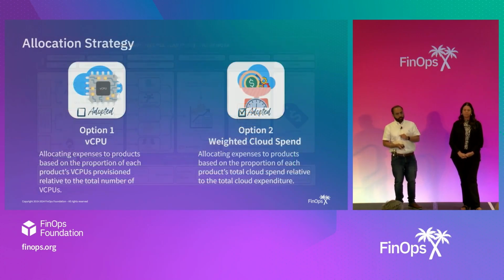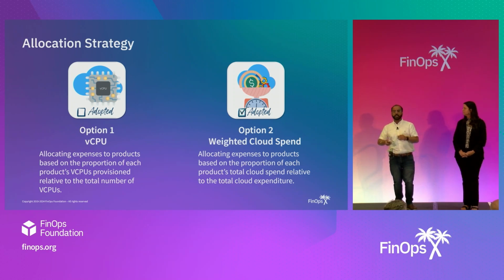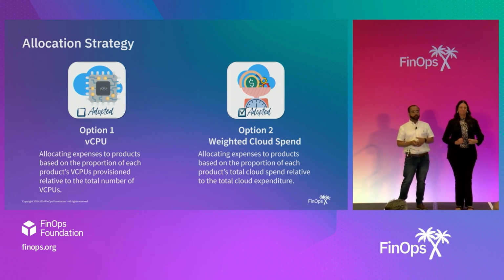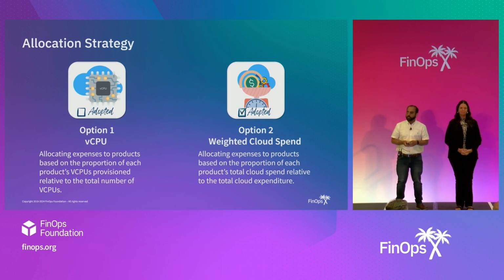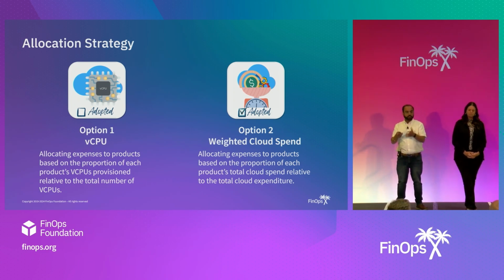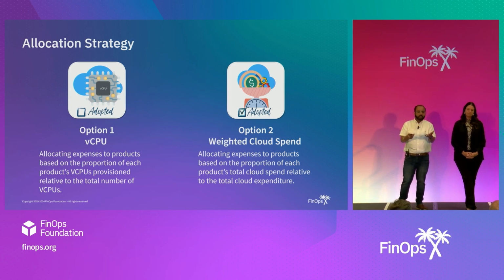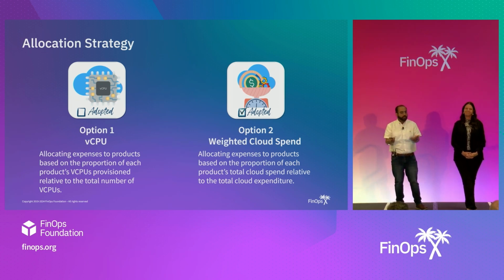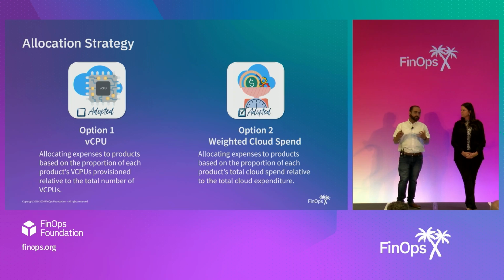So this is the whole framework. Now, I mentioned a couple of times allocation strategy, right? We have intentionally mentioned vCPU here because that was the original strategy we were using for allocating our spend, right? Because of the shared services, we didn't know which product is using what shared services or how we should allocate. We initially started looking at vCPU as a metric, and we started allocating cost based on that.